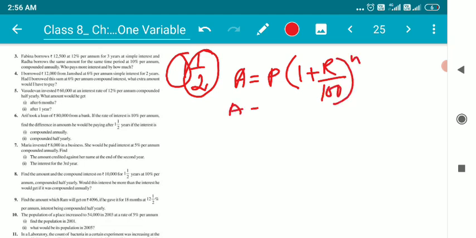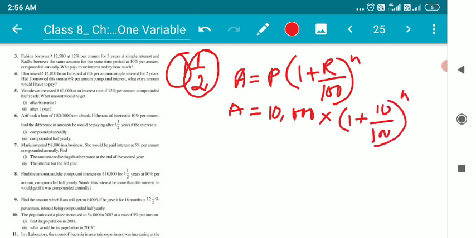So amount is equal to principal is 10,000 into 1 plus r means rate of interest. Here it is rate of interest was children 10%, so 10 by 100 whole to the power 1. Why 1 children? Because we are calculating 1 year amount. So amount is equal to 10,000. So 0 0 got cancelled. I got 1 by 10. So here it will be children 11 by 10.